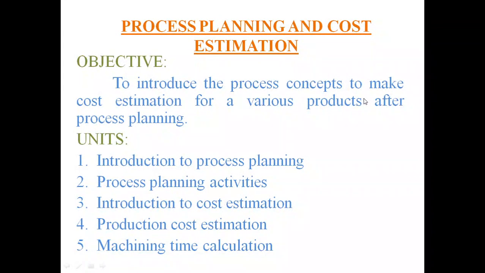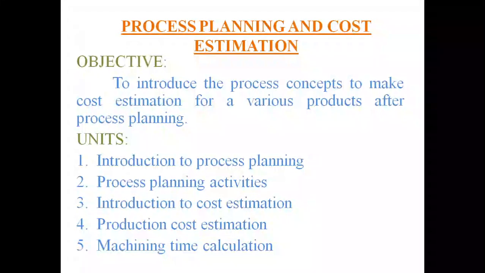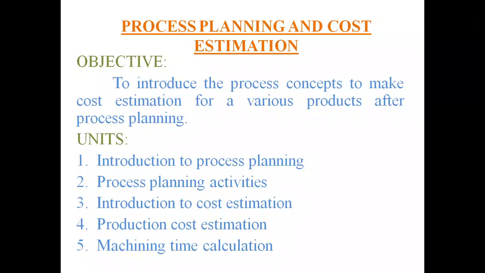Process Planning and Cost Estimation. The main objective of this subject is to introduce the process concept, to make cost estimation for various products after process planning. In this subject, we have 5 units. First one is introduction to process planning, and second one is process planning activities. Third one is introduction to cost estimation, fourth one is production cost estimation, and fifth one is machining time calculation. Here, the first and second units focus on process planning, and the third, fourth, and fifth units focus on cost estimation.